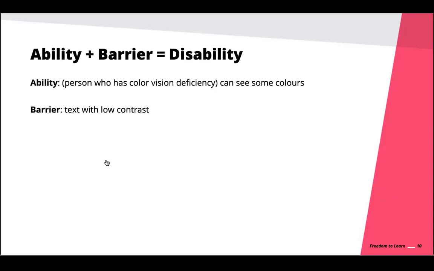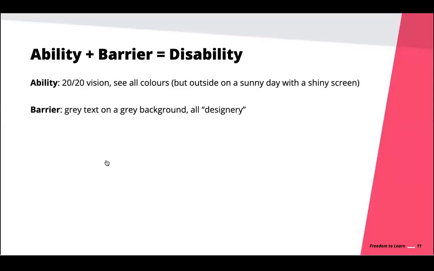So let's have a look at another example. Let's say somebody who's got 20/20 vision, they can see all the colors in the rainbow. Yay, that's great. But they're outside and it's a really sunny day, and they've got a brand new phone with a super shiny screen. And we've got a very designery kind of look, which means we've got this light gray text on a slightly lighter gray background. So again, this kind of color contrast thing. And now they're unable to see it.